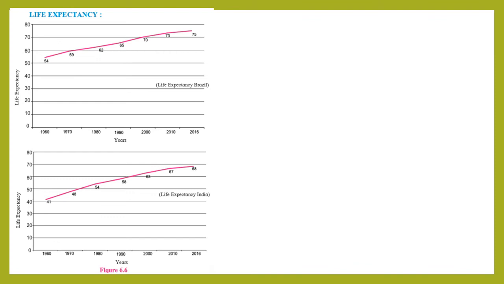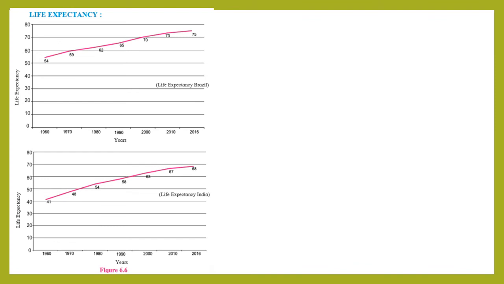And if we see the Indian graph, in 1960 we have 41 years of life expectancy. In 1970 we have 48 years of life expectancy. Here also in India we can see the increase in life expectancy. So in 2016 we have 68 years of life expectancy. This means that we Indians live for 68 years on an average, but Brazilians live for 75 years.